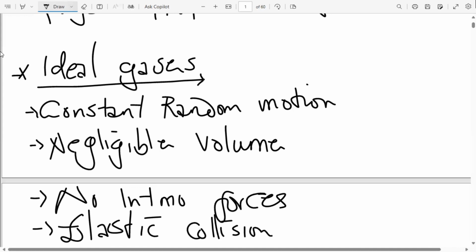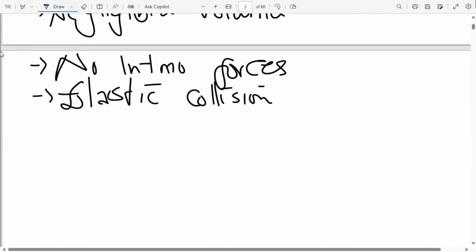I'm just trying to remind each other of these things, but we already looked at them in the previous tutorial when we were talking about the gas laws. And we also talked about temperature and kinetic energy, meaning the average kinetic energy of gas particles is directly proportional to the absolute temperature.